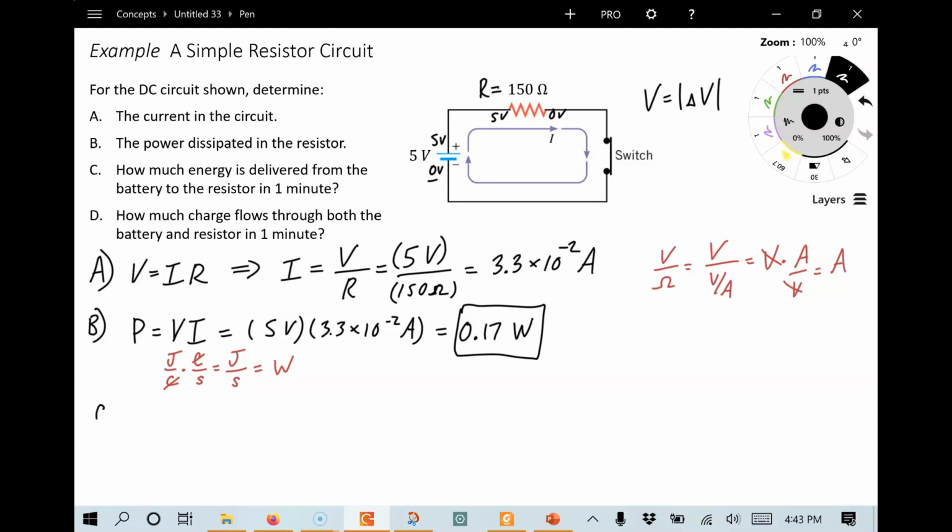Let's look at part C. How much energy is delivered from the battery to the resistor in 1 minute? So the idea here is that charges have potential energy in the battery, and they want to flow through the circuit to decrease that potential energy. The charges will carry the energy from the battery and will deposit it in the resistor, and essentially it's converted from electric potential energy to heat in the resistor as it heats up.